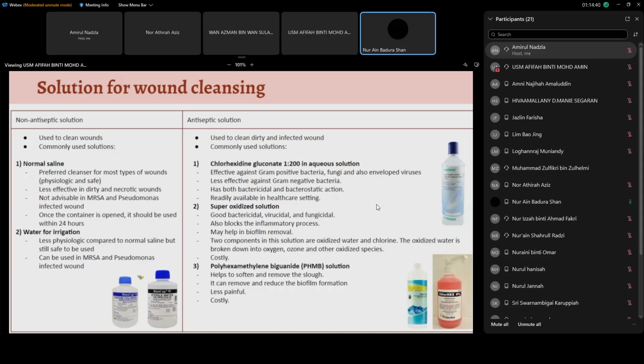For antiseptic solution, it is used to clean dirty and infected wounds, and the commonly used are chlorhexidine, superoxidized solution, and polyhexamethylene biguanide. However, the superoxidized solution and PHMB are usually costly, and we do not use them frequently. We usually use chlorhexidine. It is effective against gram-positive bacteria, fungi, and viruses. However, it is less effective against gram-negative bacteria, and it has both bactericidal and bacteriostatic action. And as I said, it is readily available in healthcare settings.